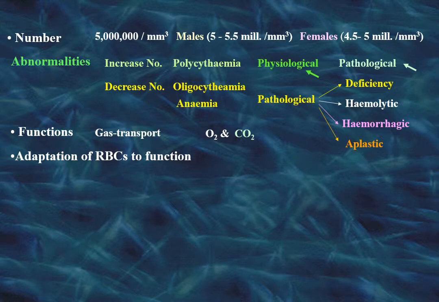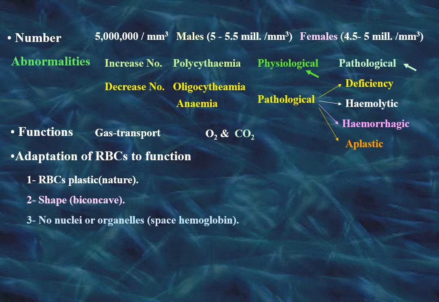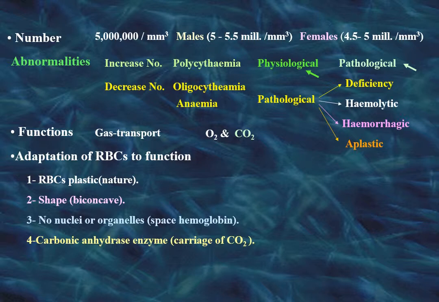Adaptation of RBCs to function. RBCs are plastic in nature, so they can change their shape and squeeze themselves in the narrow capillaries. RBCs are biconcave to increase the surface area for the exchange of gases. RBCs contain no nuclei or organelles, thus giving space for hemoglobin, which in turn picks up oxygen to form oxyhemoglobin. RBCs contain carbonic anhydrase enzyme needed for the carriage of carbon dioxide to form carbaminohemoglobin.